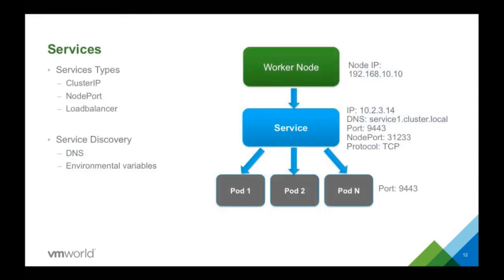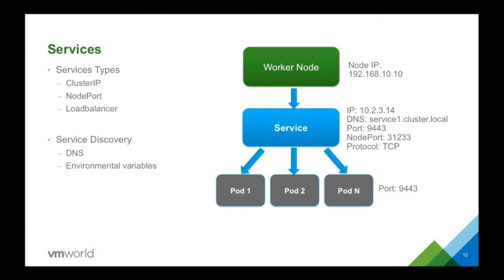Services, this is what I'll end on here. This is exactly how we access our applications. I have my node IP of 10.10. This is going to be my cluster IP of 3.14. I also get native DNS, so the DNS is going to be service1.cluster.local. My pods can access each other either over 3.14 or that DNS name.